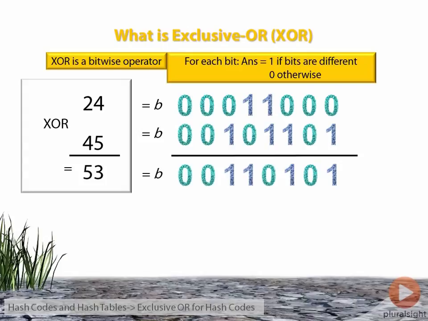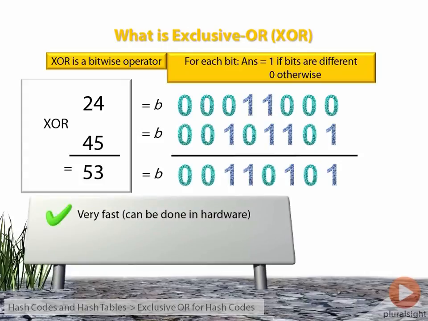Why is this good for combining hash codes? Firstly, it's very fast because it can be done in hardware. Secondly, it's not an arithmetic operator. It's a logical operator that acts on bits rather than the numbers as a whole. That means that the result is not going to be numerically related in any obvious way to the starting hash codes. Notice in this case there's no obvious arithmetic link between the answer 53 and the two inputs 45 and 24.